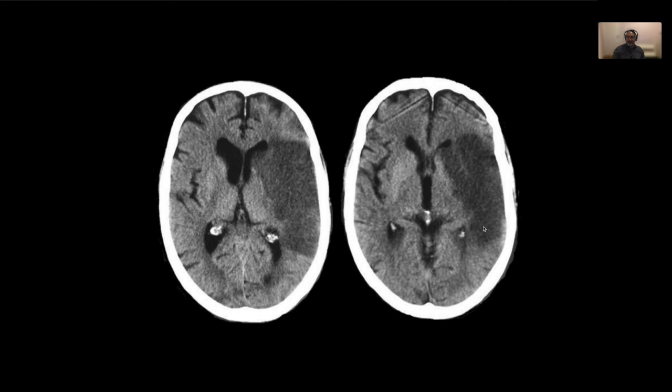Does that make sense, Jim? And there's potentially bleeding into the ventricles also. Because there's brightness here. There's brightness. Yes, that little bit of brightness. But the asymmetry is very important.